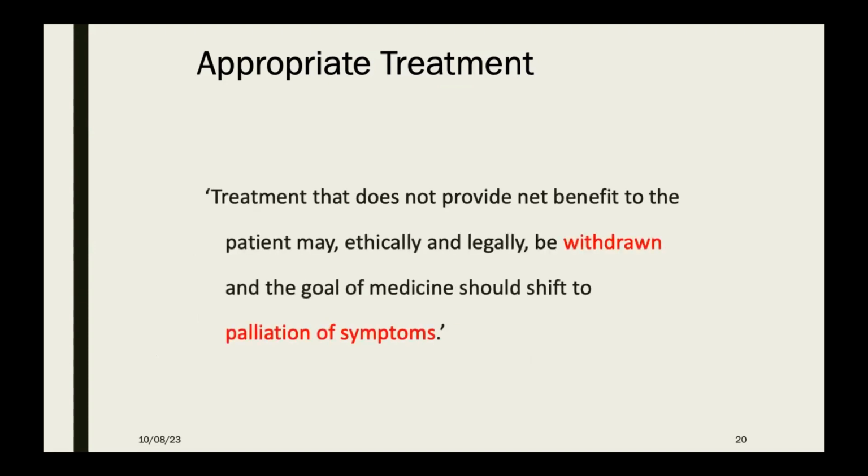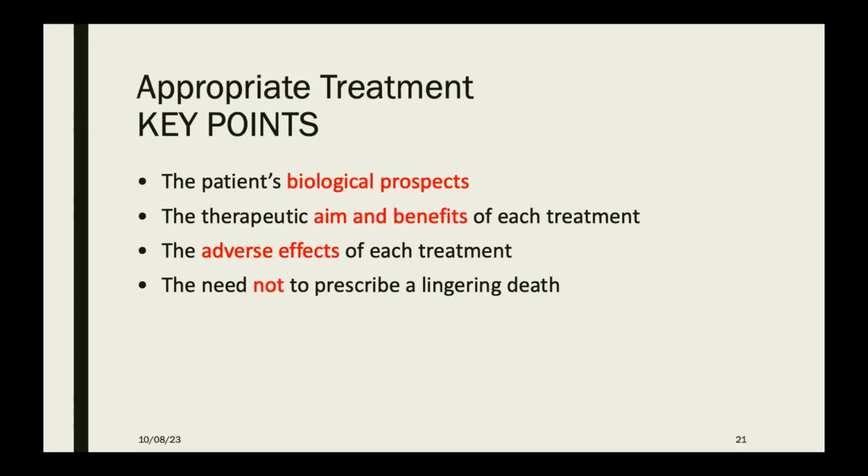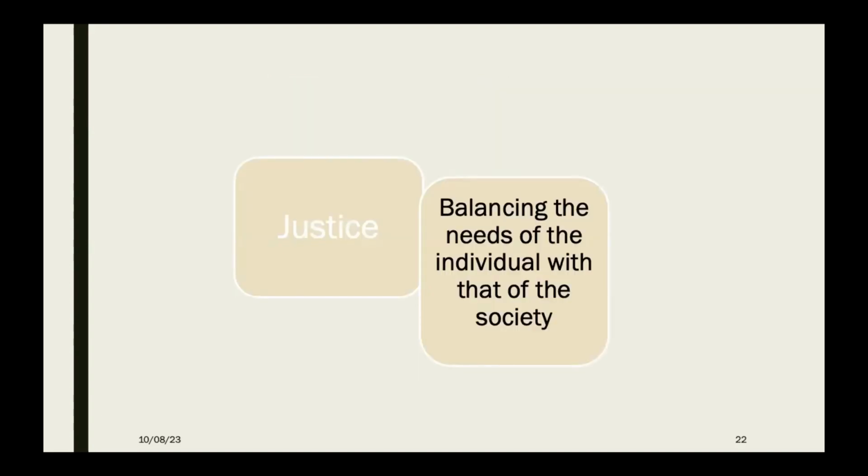Having said this, there is something called the appropriate treatment that we need to follow. It is a treatment that does not provide net benefit to the patient, which may ethically and legally be withdrawn. And the goal of medicine should be to shift towards the palliation of symptoms. The key points in an appropriate treatment are the patient's biological prospects, the therapeutic aim and benefits of each treatment that we decide on, the adverse effects of each treatment, and the need not to prescribe a lingering death. So these are the key points of appropriate treatment for a patient, basically at the end of life.